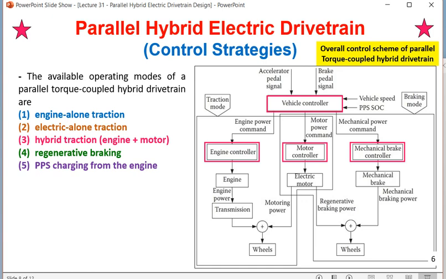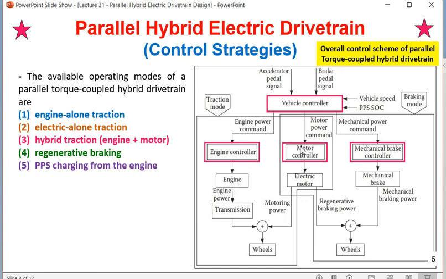So for engine controller, the job of engine controller is only traction. Motor controller is also traction, but engine controller generates tractive force by engine. Motor controller generates tractive force by means of electric motor. So engine power and motor power get accumulated, and they produce the final power and give it to the wheel. So motoring power and engine power. Motoring power is actually getting input from the PPS, and sometimes the engine controller comes back and charges the battery.